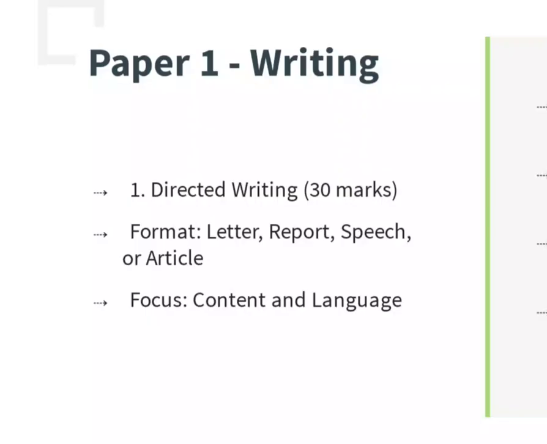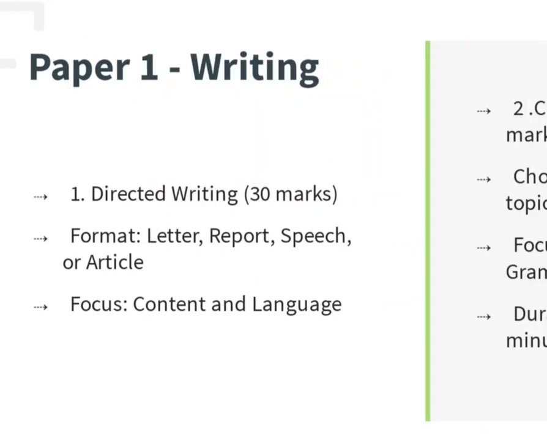So I was talking about the directed writing. It carries 30 marks. So candidates are presented with one compulsory writing task and they write a response of 200 to 300 words. Now, which things are included in it? The format: you have to write a letter, report, speech or article. And what will be the focus? It would be content and language. And further, I will be telling you how many marks are allocated for each criteria. This was about directed writing, which carries 30 marks.